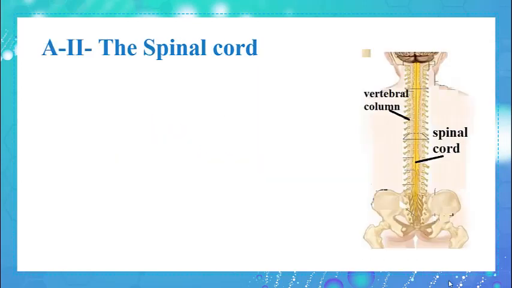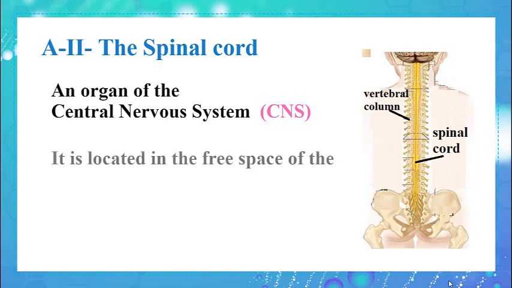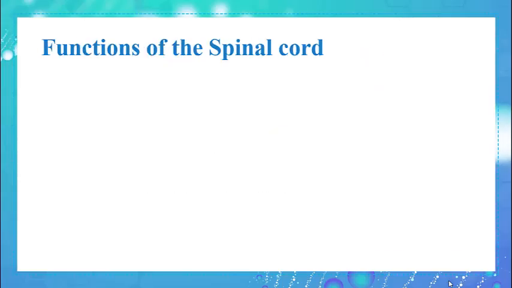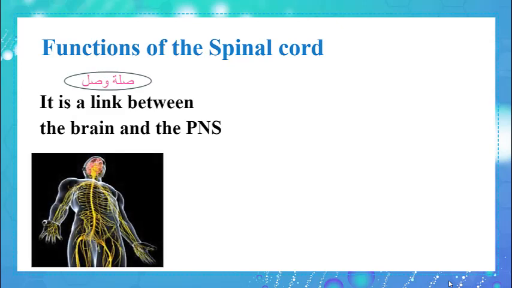Now we move to the spinal cord. It is an organ of the central nervous system, and it is located in the free space of the bones of the vertebral column. The functions of the spinal cord can be summarized in 2 points. The spinal cord acts as a link between the brain and the PNS or nerves. This means it connects the brain and the body organs by nerves.